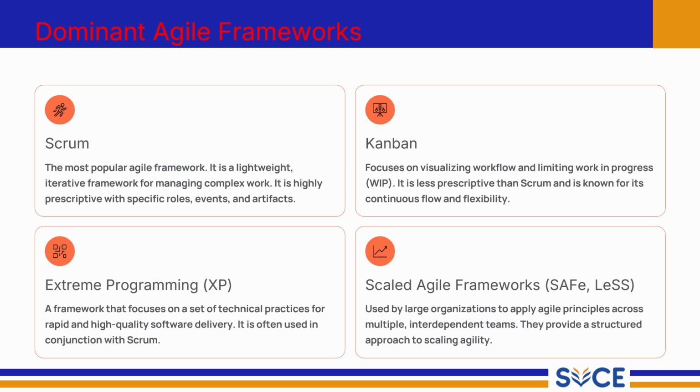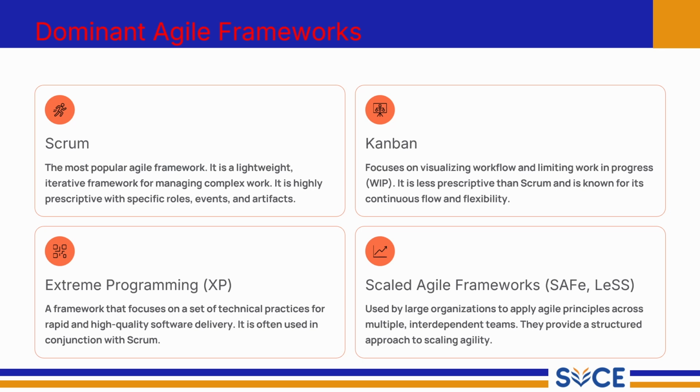Let's go through the dominant Agile frameworks. Number 1, Scrum, the most popular. It is iterative with clear roles, ceremonies, and artifacts. It brings structure and rhythm to Agile projects. And the second one is Kanban. It focuses on continuous flow and visualizing work on boards. It's flexible and ideal for teams managing ongoing tasks.